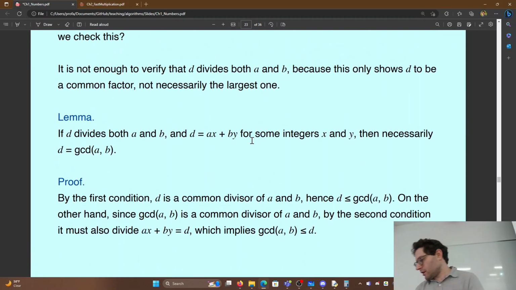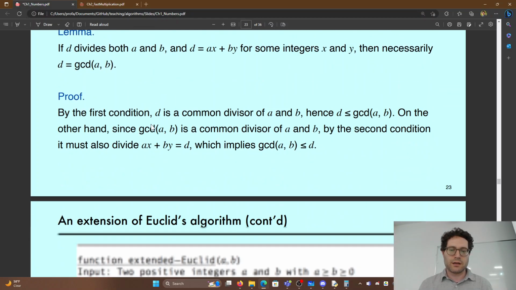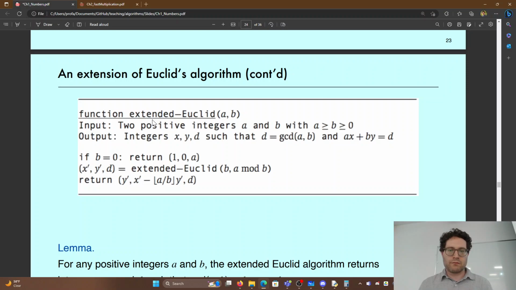So the next step we're going to do is something called, so why are we caring about this? We are going to care about this because we want to be able to check if something is the greatest common divisor with something called the extended Euclidean algorithm.